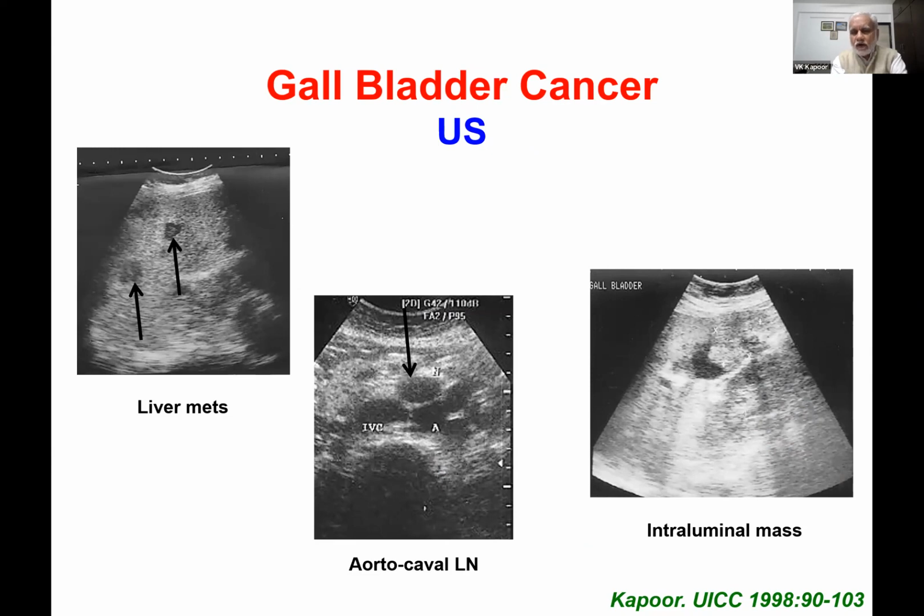And if there is something wrong there, which is frequently thickening, then they should also carefully look for evidence of metastasis either in the liver or in the lymph nodes, especially distant lymph nodes like aortocaval. The most favorable finding on ultrasound in gallbladder cancer is an intraluminal mass lesion with either no or minimal liver infiltration. These are the patients who are eminently resectable for cure.